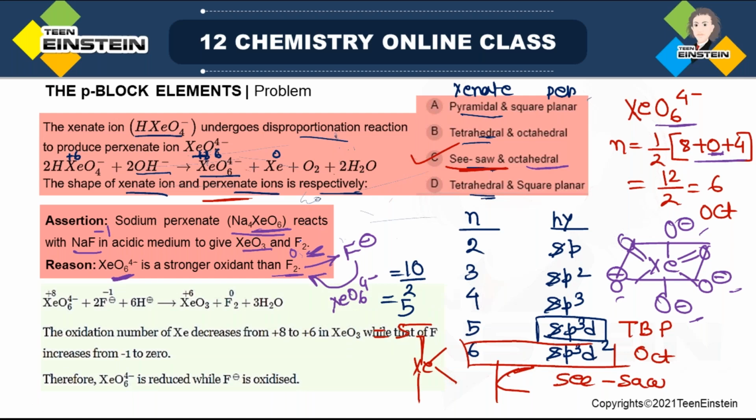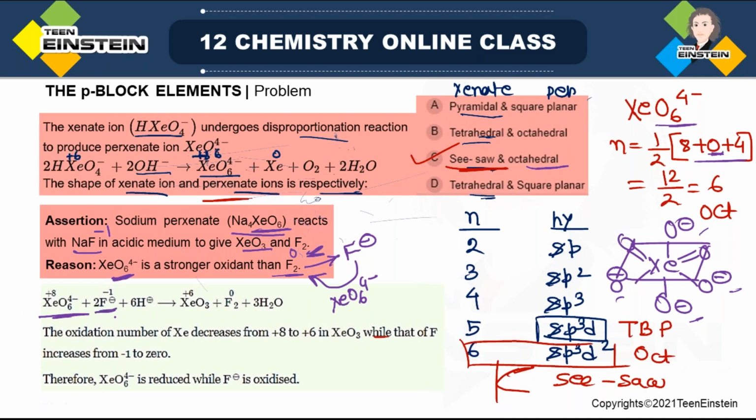Now look at this reaction. XeO6 4 minus, though I have written this equation here, you don't have to write this equation if you are lacking in time, because just look at the assertion statement. It is very clear that NaF is converted to F, that means it is conversion of F minus to F2. And if you know the reaction, then it is fine. XeO6 4 minus, this is the Perxenate ion. You can also write all the sodium ions.